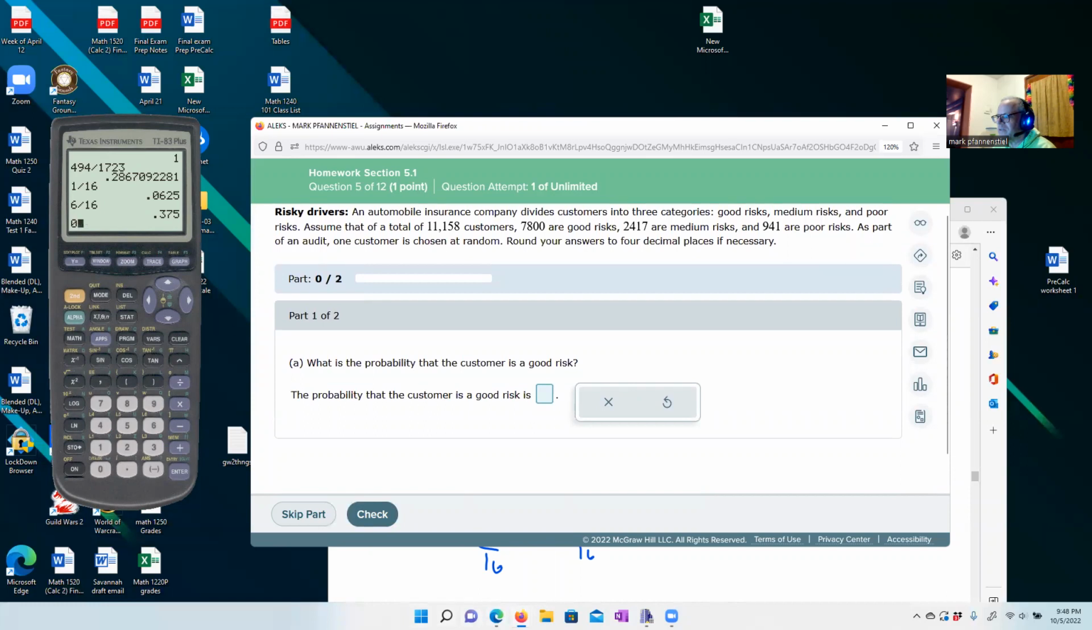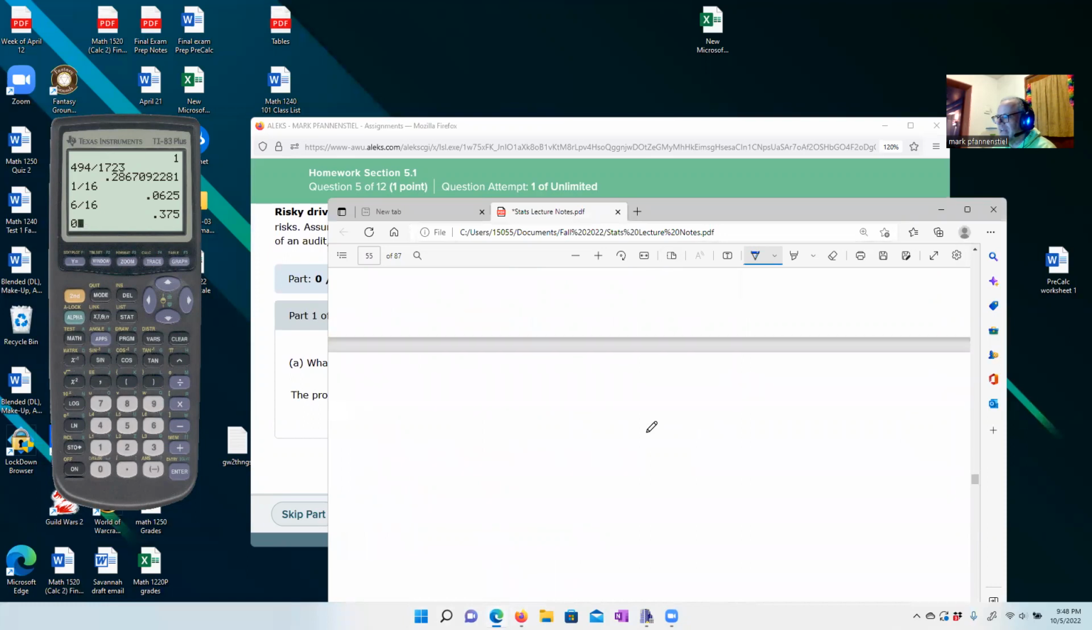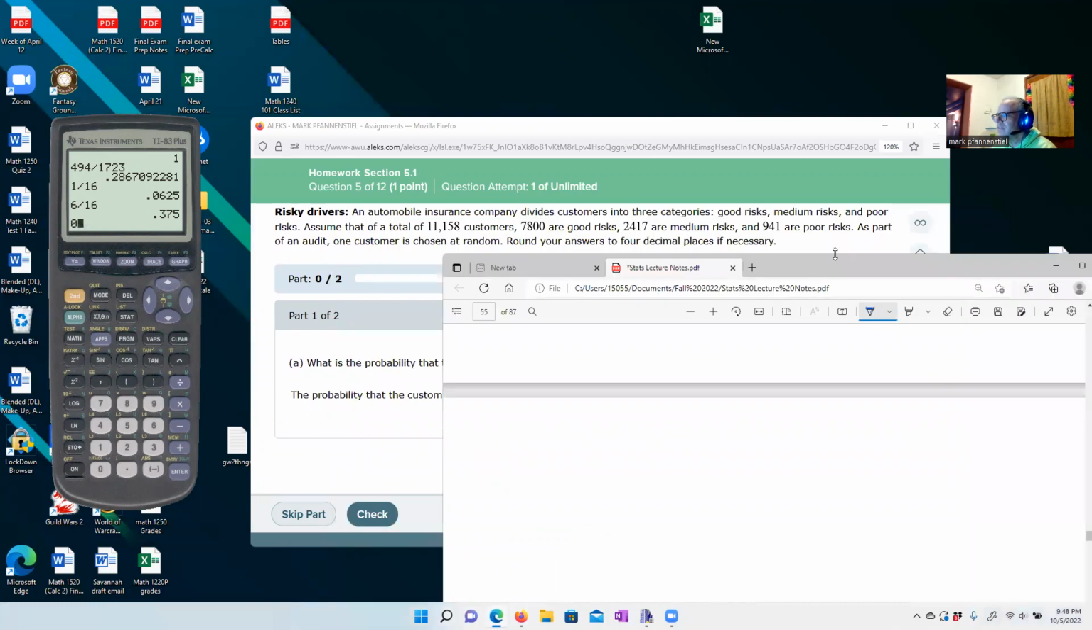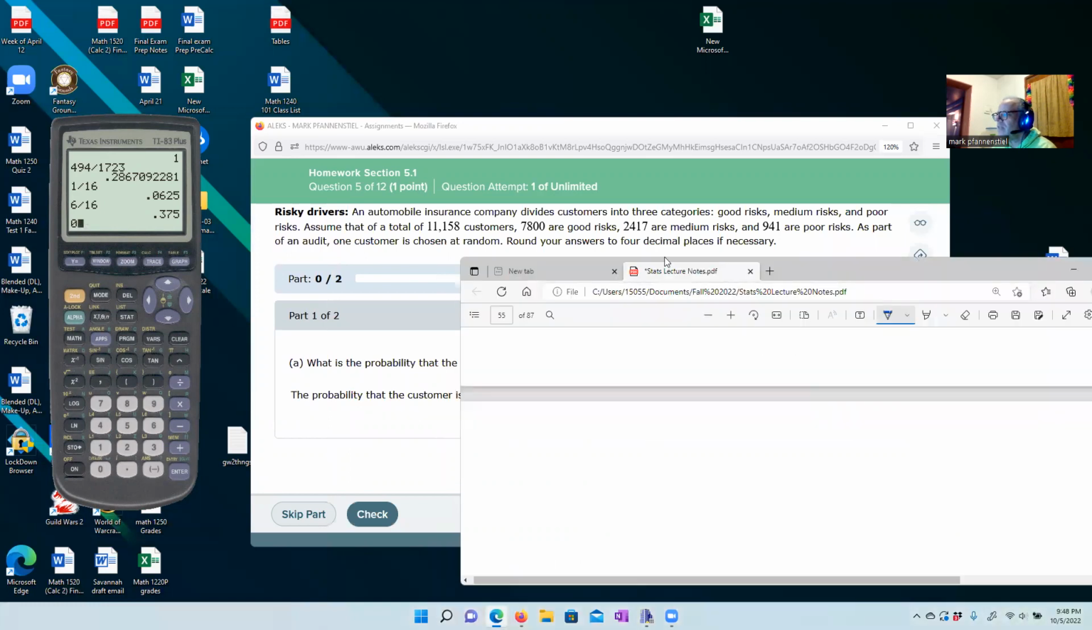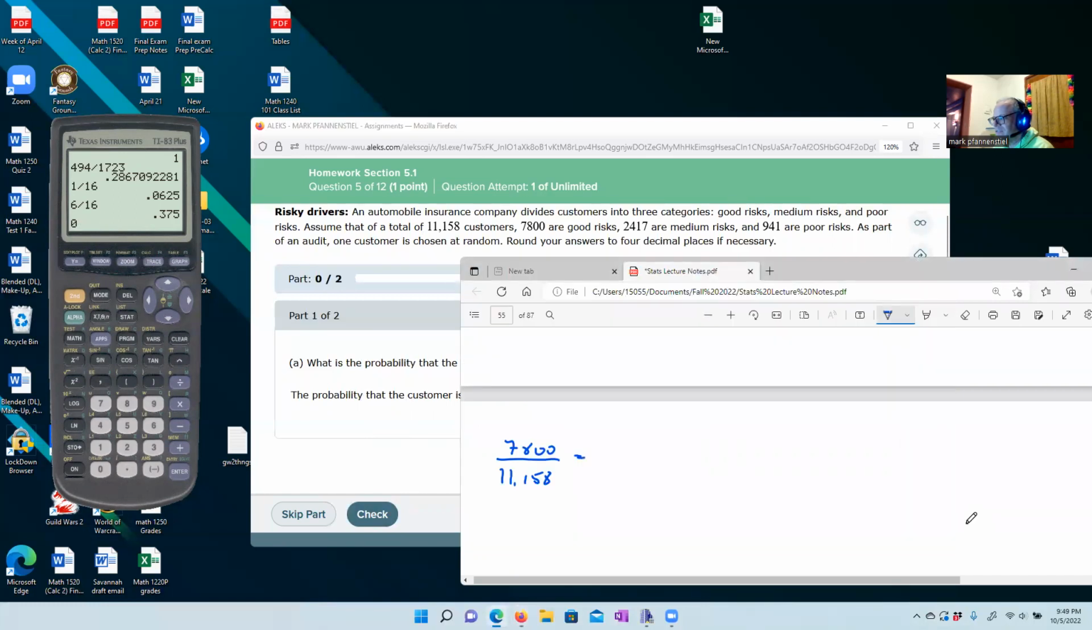Okay, so all we're going to do is we're running an experiment, just as an empirical probability. Let me scroll back down. We had 11,158 experiments. Of these 11,158 people, how many of them are considered good risks? We have 7,800 of them are considered good risks, and we're just going to calculate that. That's all they want us to do.